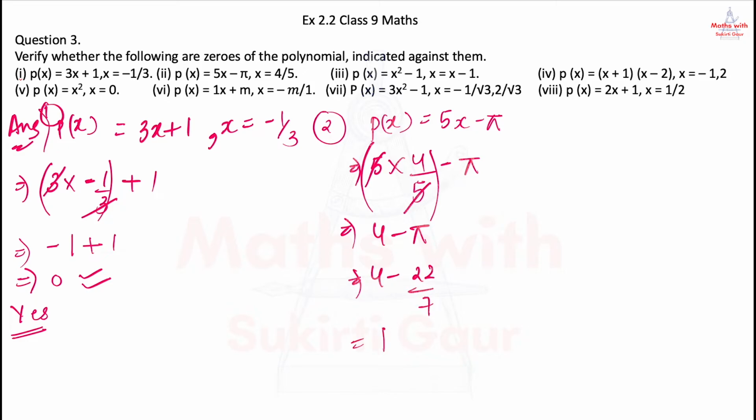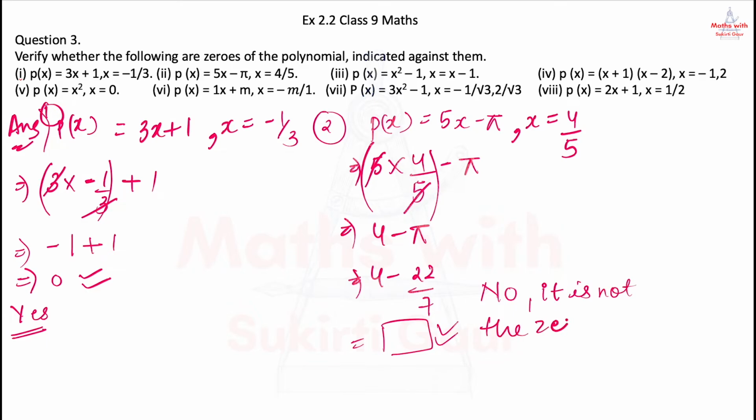If you solve it, you are never going to get 0. Just solve the question and get the answer here. But we can say that x = 4/5 is not a 0 of this polynomial. So, you have to write no, it is not the 0 of this polynomial.